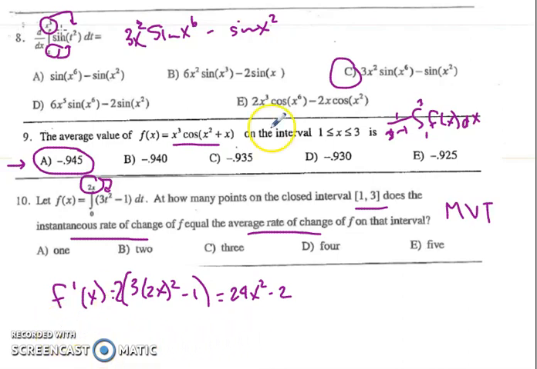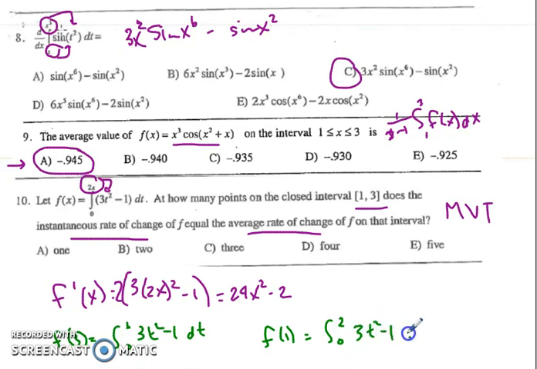And then I need to find out f of 3 and f of 1. F of 3 is going to be the integral from 0 to 6 of 3t squared minus 1. And f of 1 is going to be the integral from 0 to 2 of 3t squared minus 1. So to save myself some time, I'm going to calculate f of 3 minus f of 1 divided by 3 minus 1. Let me write this down before I go to the calculator. I'm looking to set the derivative equal to f of 3 minus f of 1 over 3 minus 1. So the instantaneous rate of change equaling the average rate of change. So let's go work on our calculators.